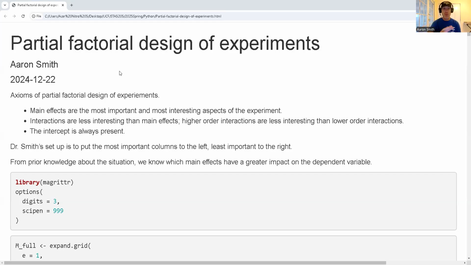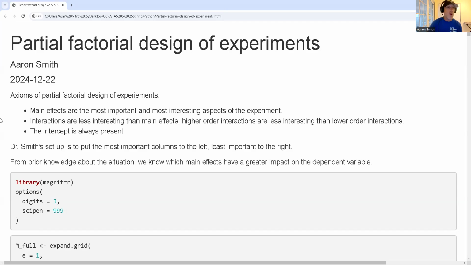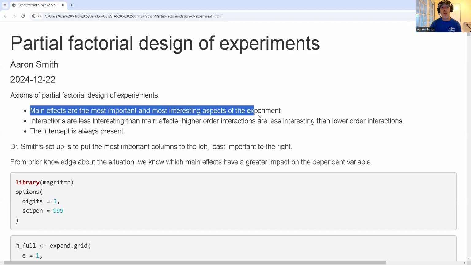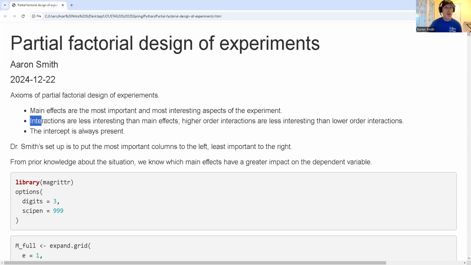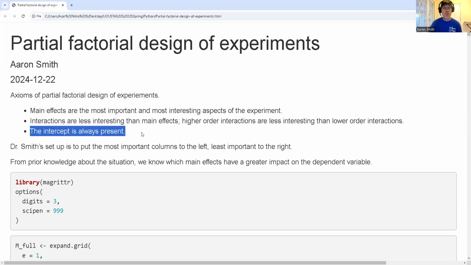Okay, so when we go and we do this, we're going to take some axioms to work with. All right, so I misspelled a word here, but that's all right. We're going to keep on rolling because my background's in math, not English. All right, first and foremost, the number one axiom is that the main effects are the most important and most interesting aspects of the experiment. Second, interactions are less interesting than main effects. Higher order interactions are less interesting than lower order interactions. And the intercept is always present.